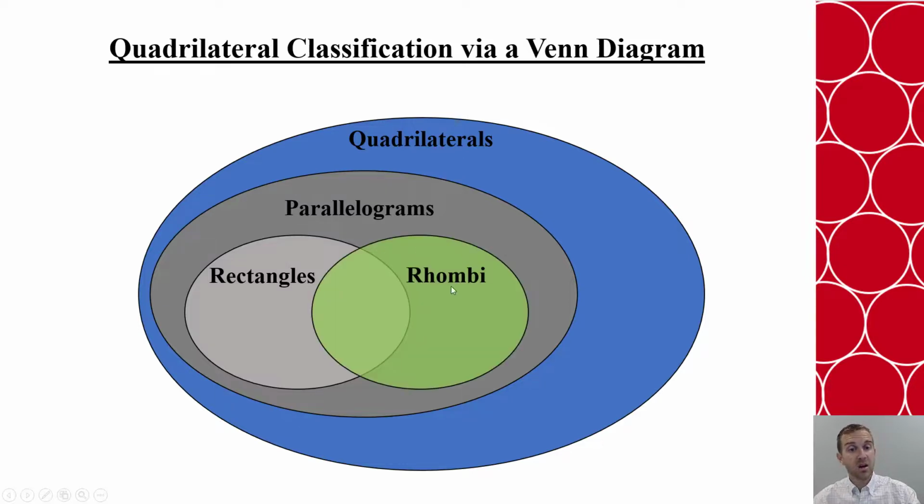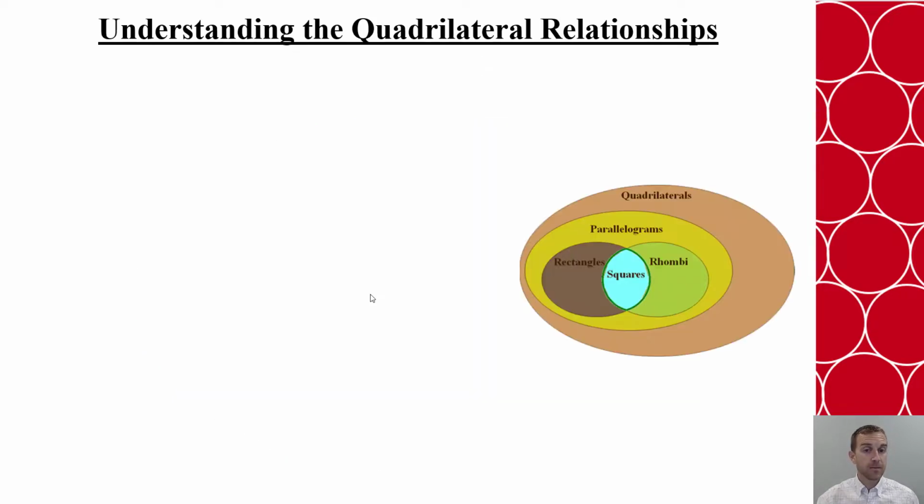And even then, there's also the rhombi. They're a special group of parallelograms, but not all parallelograms are rhombi. And we see that there's overlap between these two because inside there is our unique group of squares. Squares are both rectangles and rhombi combined. So we can use this relationship to help us understand how each of these different classifications relate.